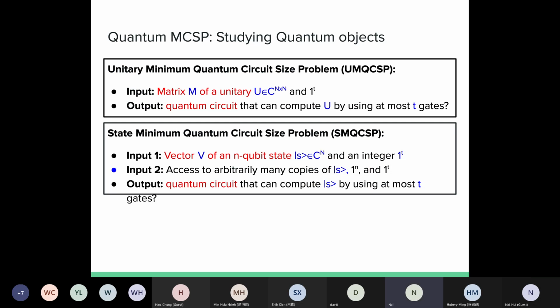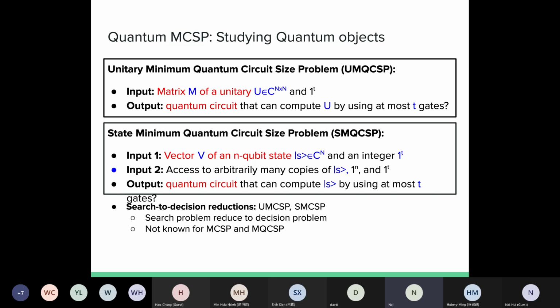Okay, so let me go to the last part, which is the unitary minimum quantum circuit size problem and the state minimum quantum circuit size problem. For these two problems, I will tell you some interesting results and probably just some ideas of how to get them, but I'm not going to go into the technical details.